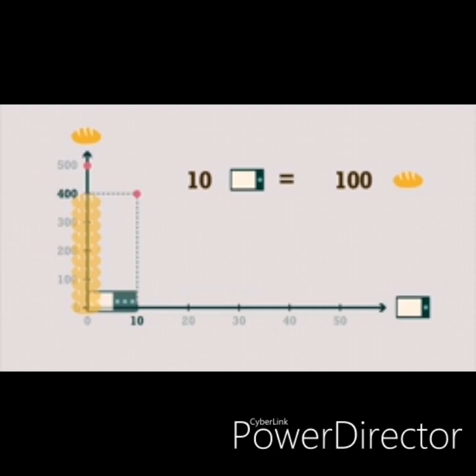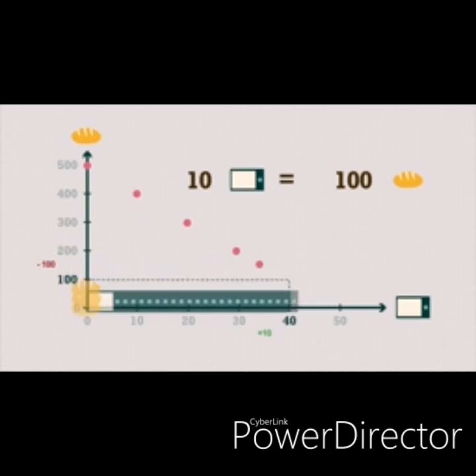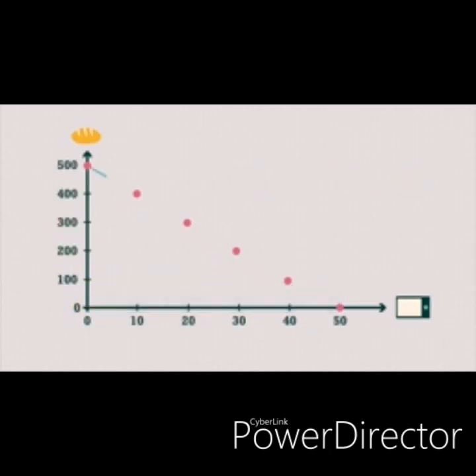Ten tablets and 400 bread produced. Want 10 more tablets? Please give up 100 more bread. And so on. This is the production possibility curve or frontier. Hey, that's an inverse relationship. As you produce more tablets, you produce less bread.